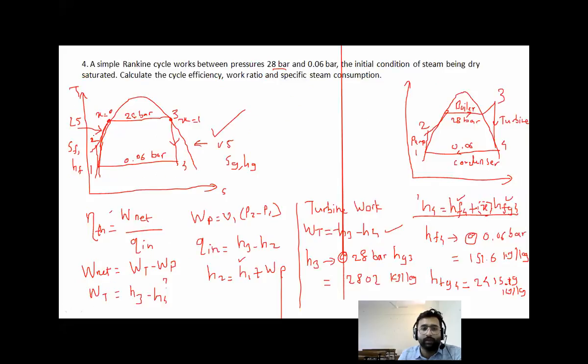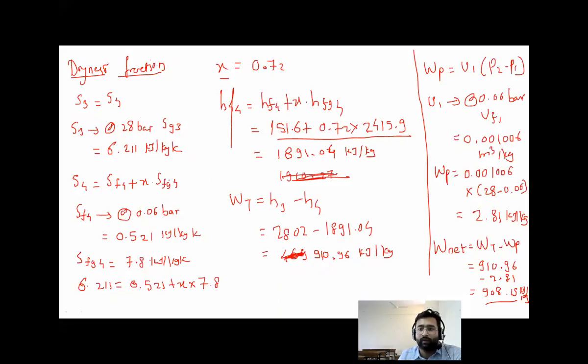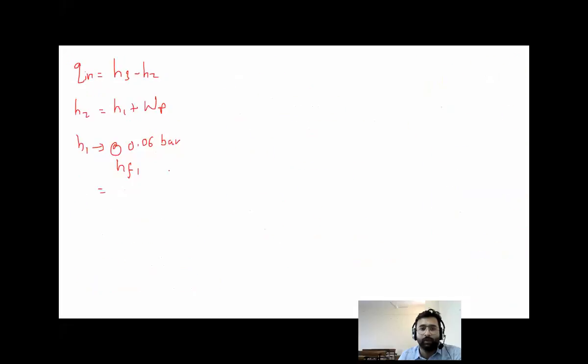That means, see here, it's point 2. Point 2 is whatever enthalpy at point number 1 plus this much pump work. Whatever pump work we have, we have to add to H1. So H1 is nothing but what? At 0.06 bar, it is nothing but the HF value. I think we have already calculated that, 151.6 kilojoule per kg.